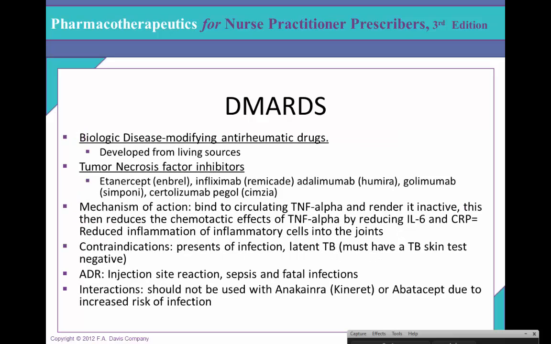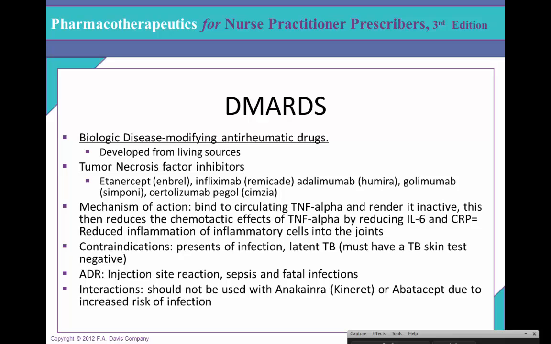Another are biological disease modifying anti-rheumatoid drugs and tumor necrosis factor inhibitors. You could use etanercept, Enbrel, as well as adalimumab, Humira. You could use Cimzia. These same medications are used for patients that have asthma. I don't know if you recall the stepwise approach of asthma, that when nothing works, you could use tumor necrosis factor inhibitors, which are really, really expensive and highly denied by the insurance.